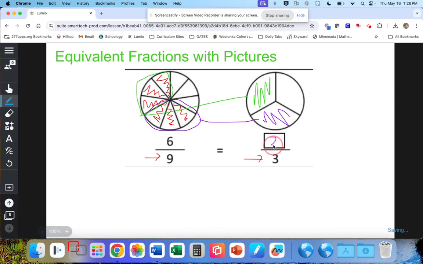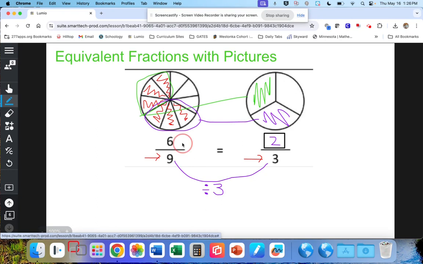2. So we can use drawings to help us out, or we can go with the method. How did I get from 9 to 3? In this case, 9 was my bigger number, 3 smaller. So I know I did division. When we are doing something to the top and bottom, it's always going to be multiplication or division. So 9 divided by what gets me 3? We know that 9 divided by 3 is 3.